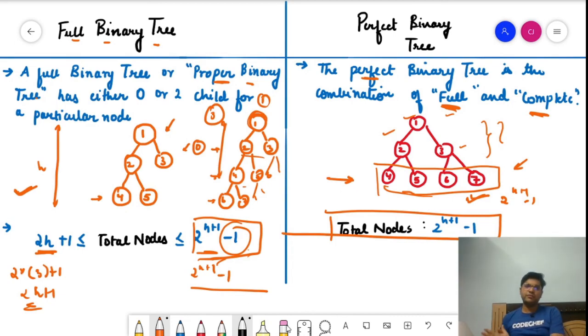So that's all. We have seen the different binary trees, the categories of binary trees. We have understood the definitions and seen some formulas, and we need not memorize them. We just have to understand the structure and how they are formed. So that's all for the binary tree.